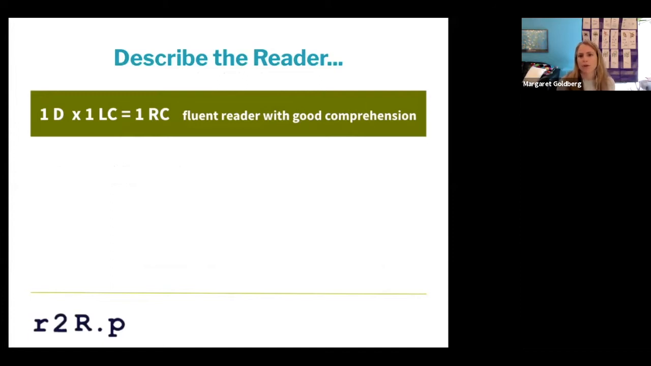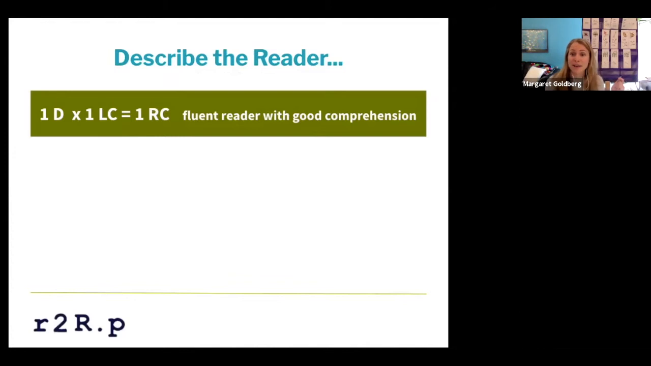So if we have the profile of a student who has all of the decoding skills that they need to read the text, and all the language comprehension skills they need to understand that text, the result is that they have all the reading comprehension possible from the passage. We have a fluent reader with good comprehension.